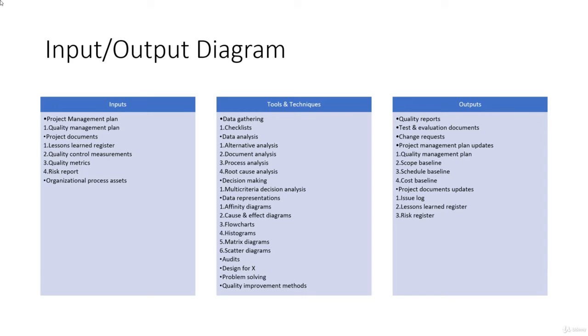Audit is basically a structured, independent process where the project activities and documents are reviewed for compliance. It is usually done by some external party. It could be an individual or a team, where an audit is conducted to make sure that the teams are following the standards. And then we have Design for X, DFX.